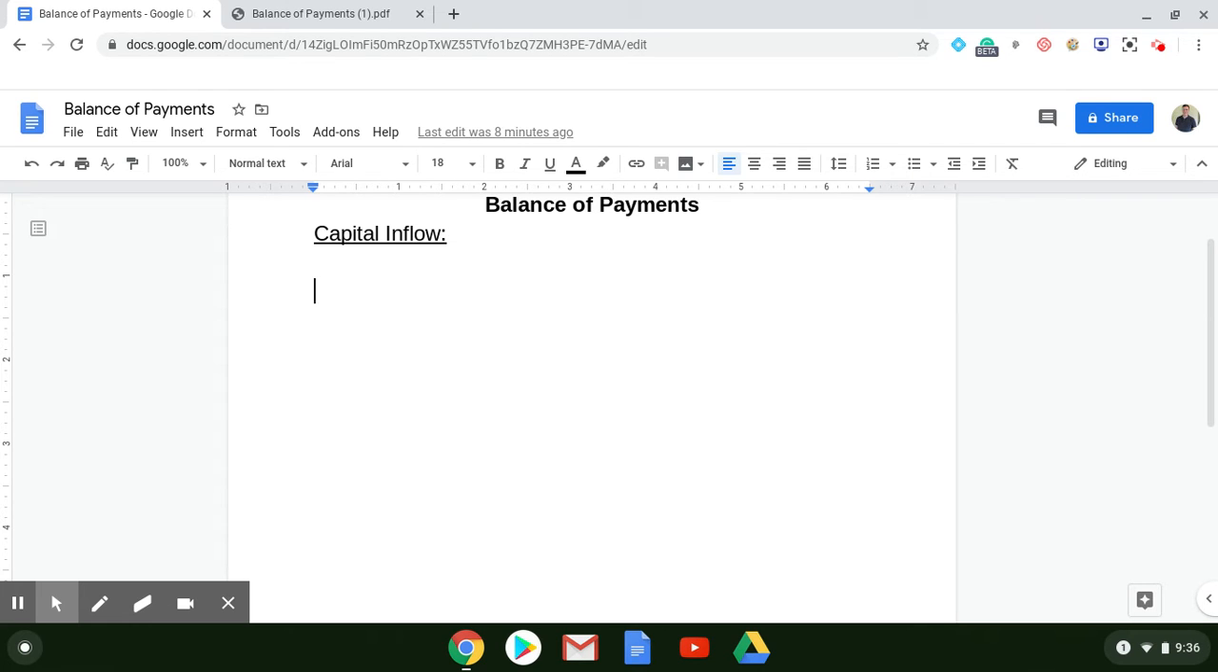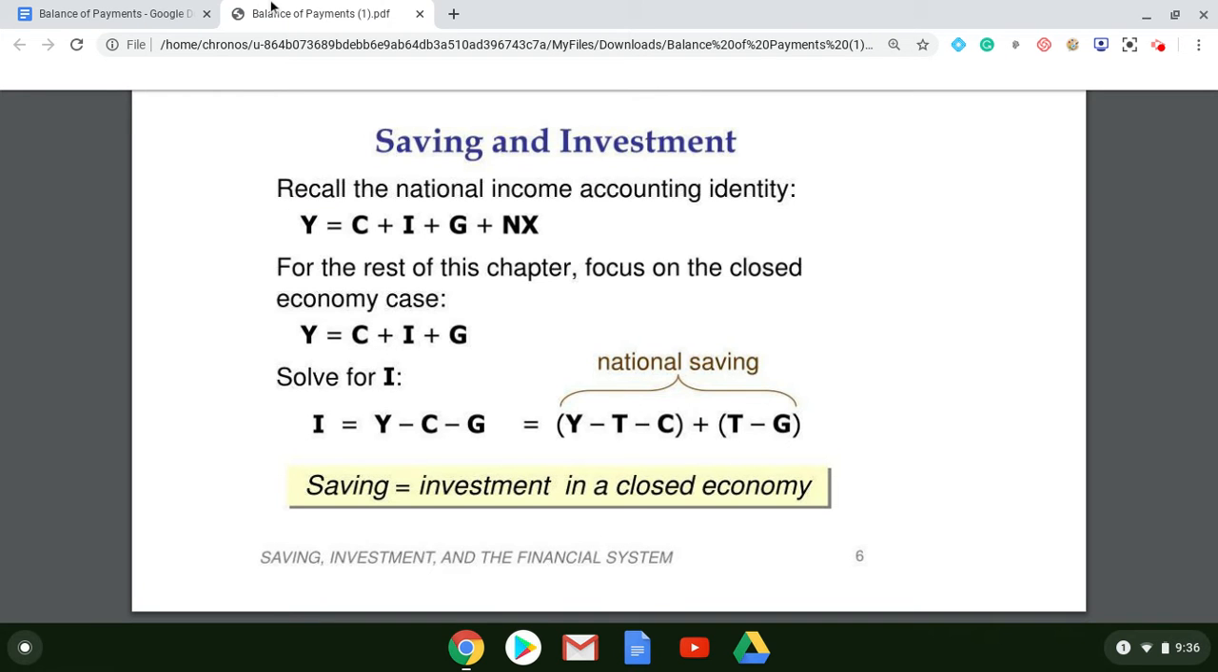We're going to talk about something with international trade called the balance of payments. Okay, so first, just a little review here. This is showing the savings investment identity.